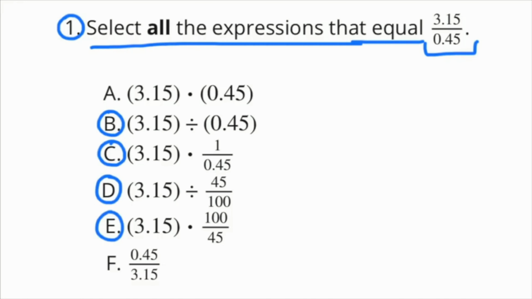We can circle C because 3 and 15/100 times 1 over 45/100 is the same thing as 3 and 15/100 over 45/100. 3 and 15/100 divided by 45 over 100 is the same thing as 3 and 15/100 divided by 45/100. So we can circle D. 3 and 15/100 times the reciprocal of 45/100 would be E. So we could circle E.